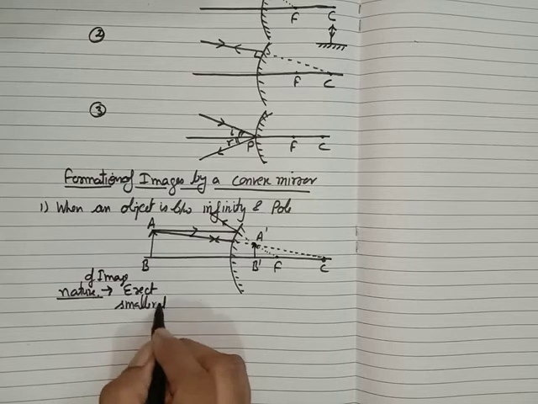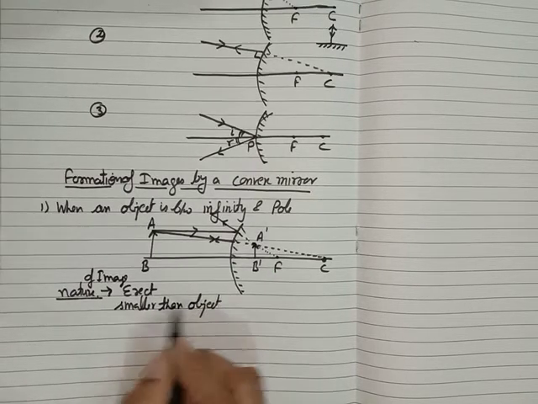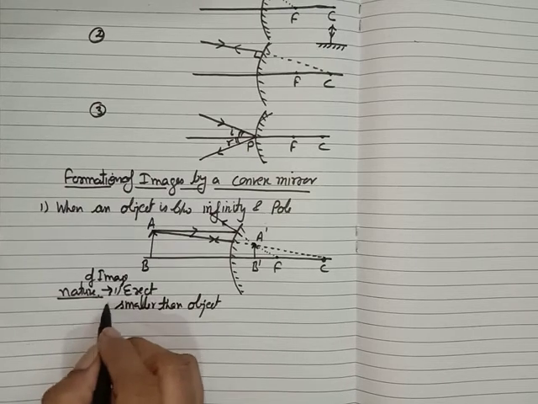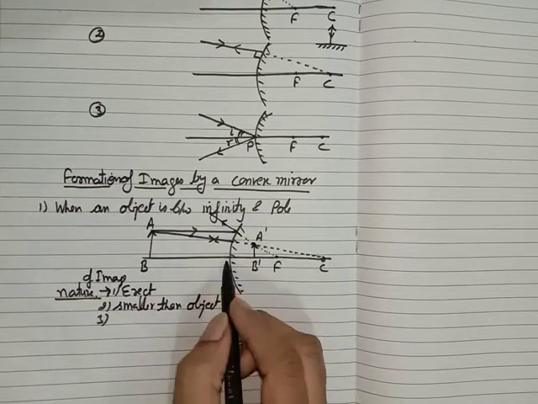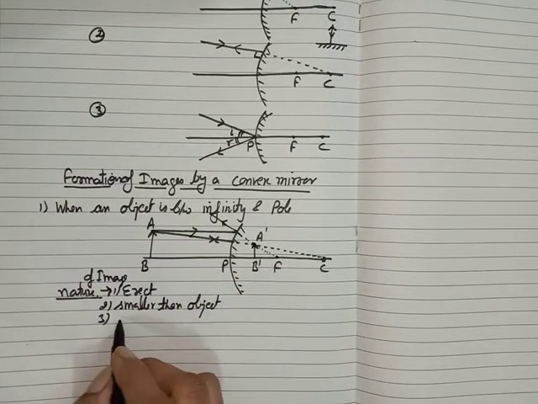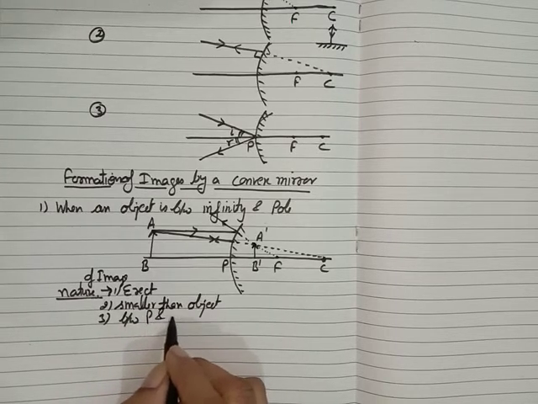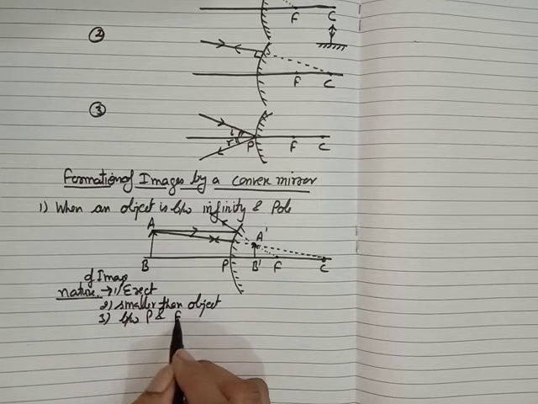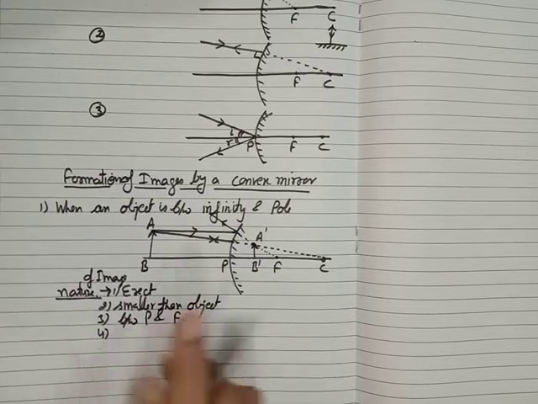smaller than the object. Now the third one is it is always formed in between the pole and the principal focus. So we can say it is formed in between pole and principal focus. And one more thing, this is a virtual image.